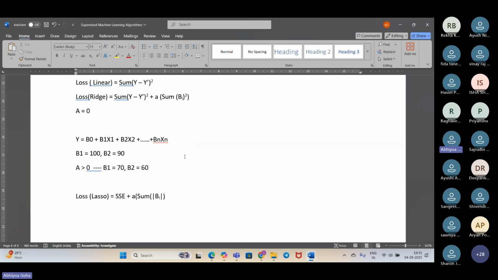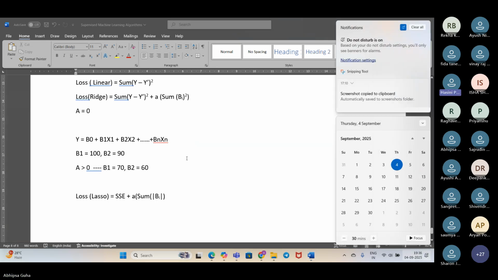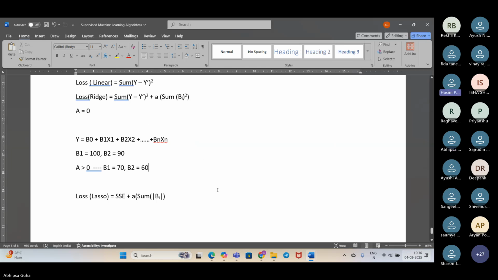And in case of lasso, if the data set is huge and the number of features is more than the number of rows, then we use lasso. Or if we have a priority where we need to check for feature selection on the data set, then we use lasso. Understood? Yes, ma'am. Clear? Everything clear? Okay, fine.